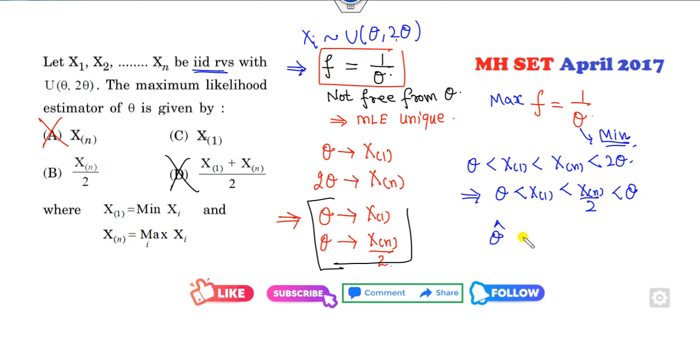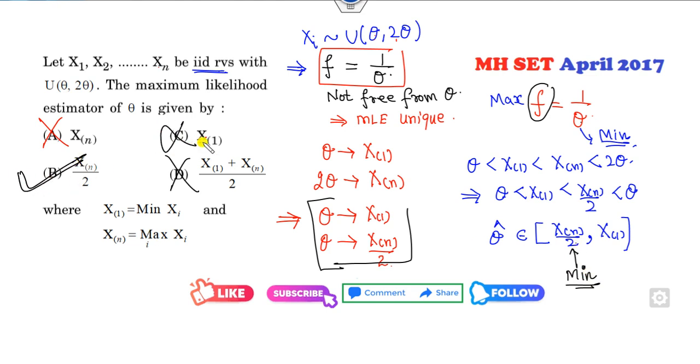So what is that theta cap? It should be xn divided by 2 and x1, because this is the upper limit and this is the lower limit. Now when will it be maximum? When theta is minimum. So this number is my minimum. So my right answer is, this is the correct answer, this is the wrong answer.